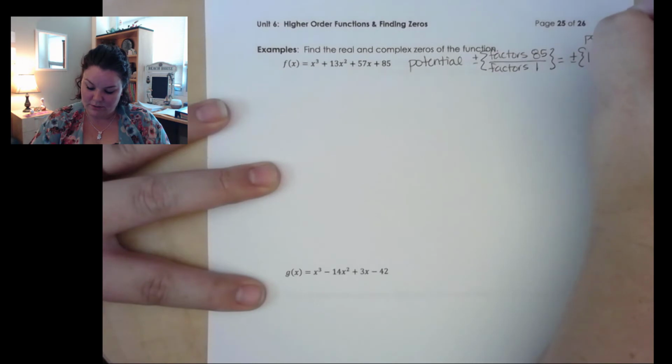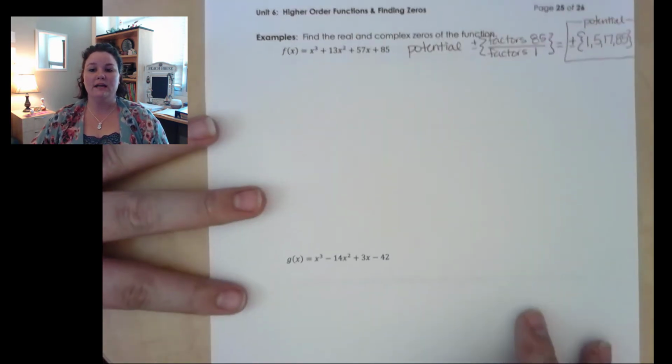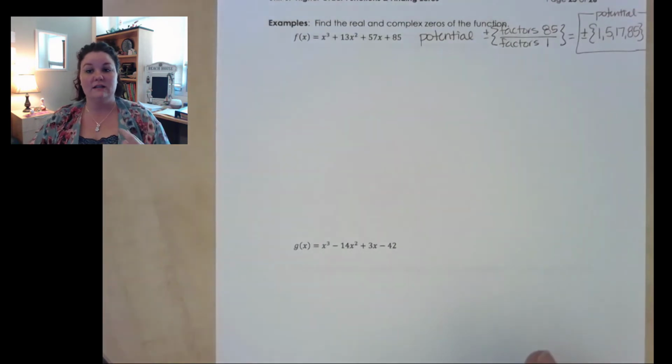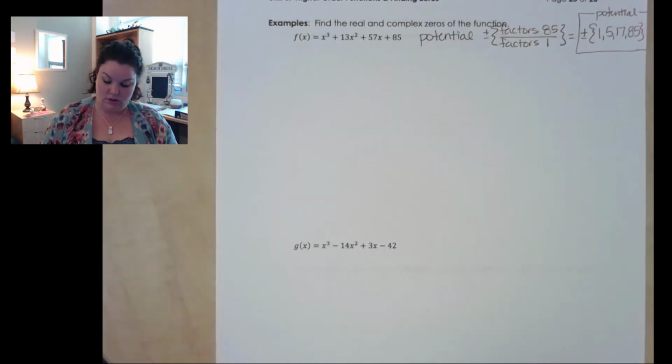for our potential zeros. Okay, I'm going to go ahead and circle that. Okay, so these are the numbers we're going to start plugging in. We're going to plug in 1, -1, 5, -5, and so on, until we find one that works. Okay, so let's go ahead and start with, let's just start with 1.